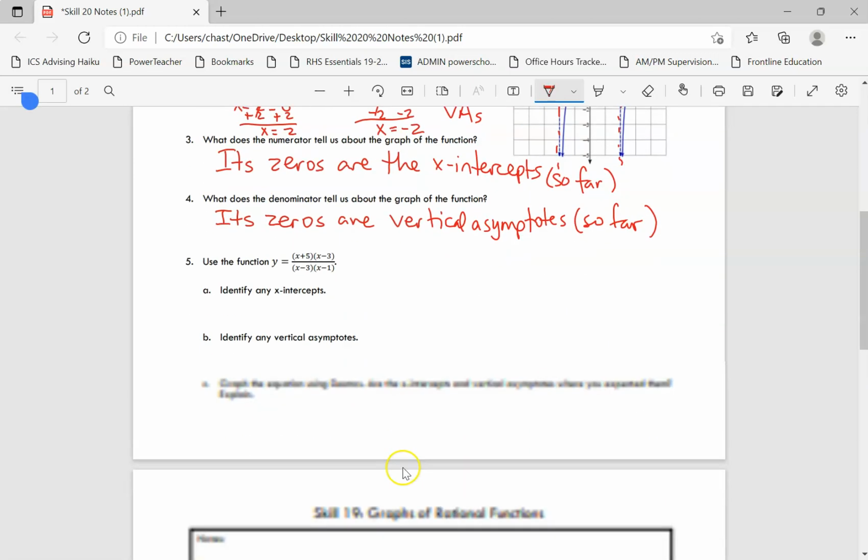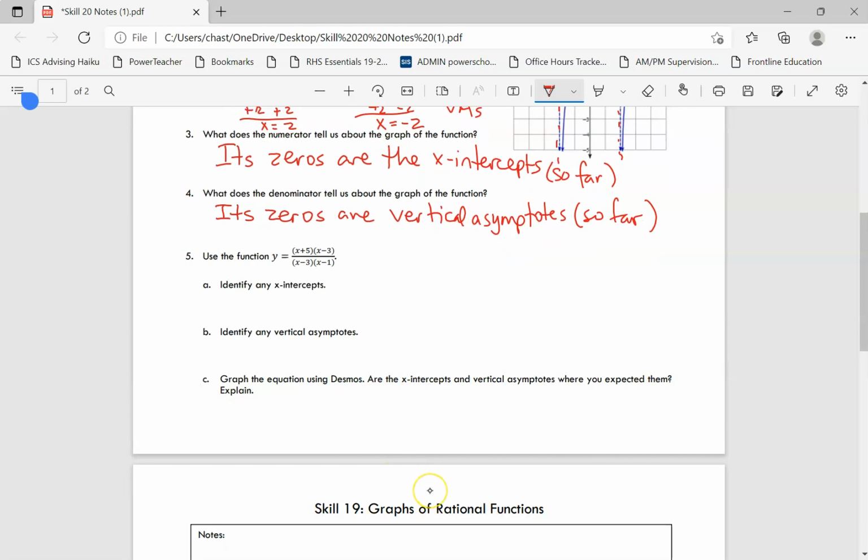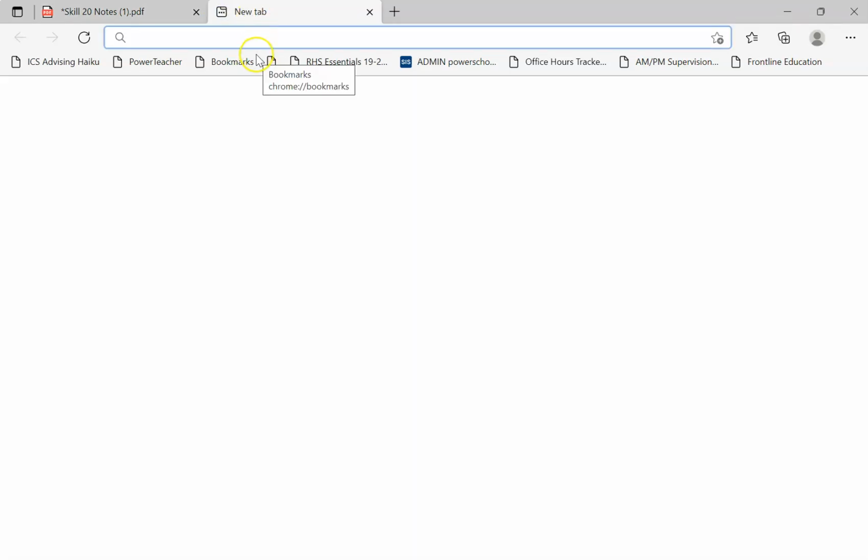Okay, so now let's look at this function. Y equals x plus 5 times x minus 3 over x minus 3 times x minus 1. So it's going to ask you to identify any x-intercepts, identify any vertical asymptotes, and then graph the equation using Desmos. Are the x-intercepts and vertical asymptotes where you expected them? All right, so before we answer that, let me go ahead and pull up Desmos.